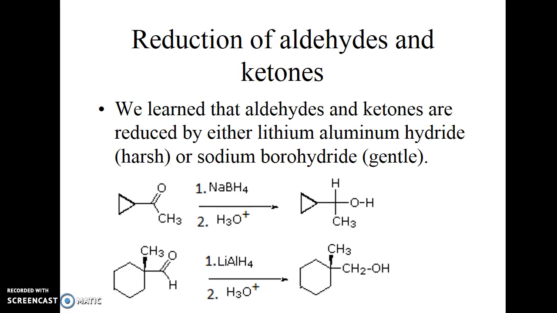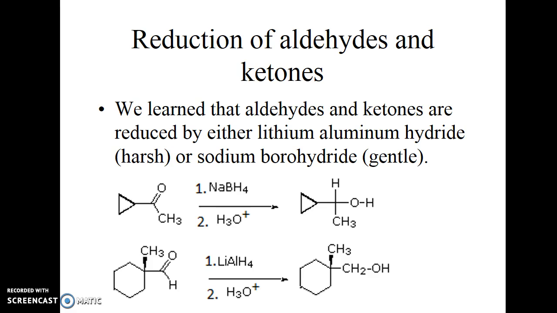We can reduce aldehydes and ketones back to the alcohol that they may have come from. Reduction of aldehydes and ketones can be done with either sodium borohydride or lithium aluminum hydride. Remember that we called sodium borohydride a gentle reducing agent, and it's fine for reducing both aldehydes and ketones down to the alcohol.